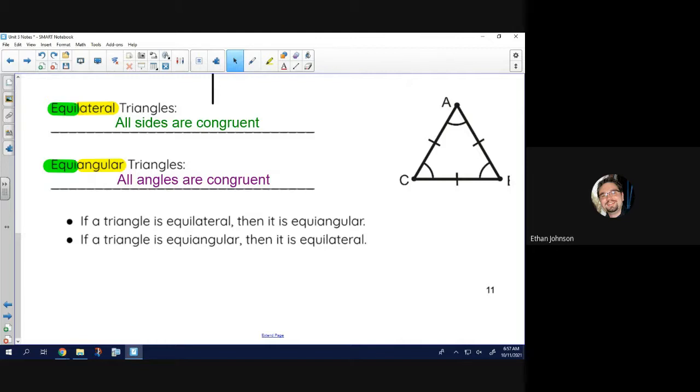Now here's the thing. Every single equilateral triangle is equiangular. And every single equiangular triangle is equilateral. Because remember, the base angle theorem said angles across from congruent sides are congruent. Well, if all the sides are congruent, the angles across from them have to be congruent.